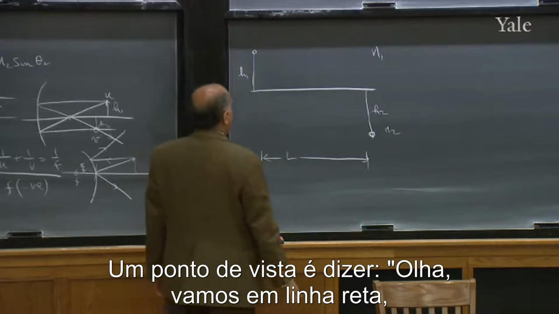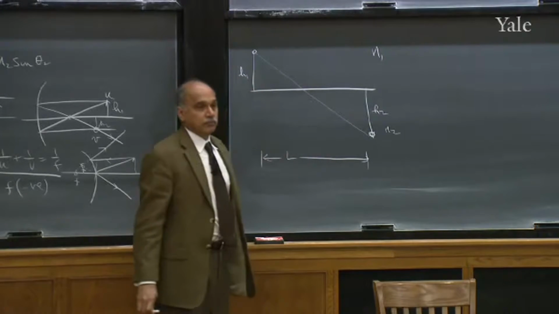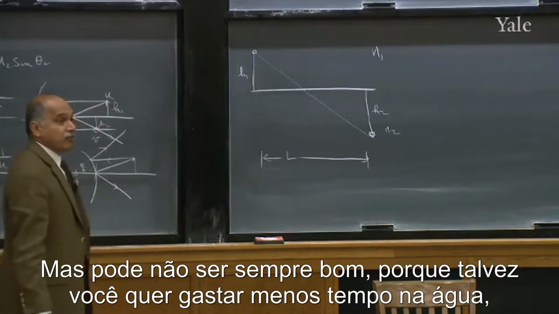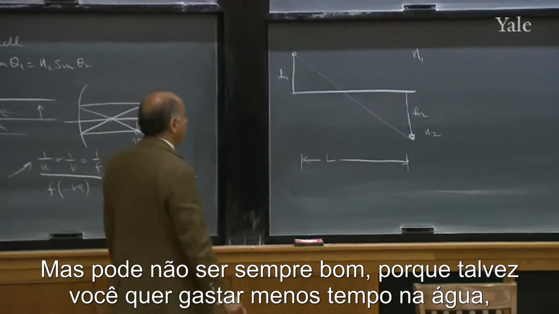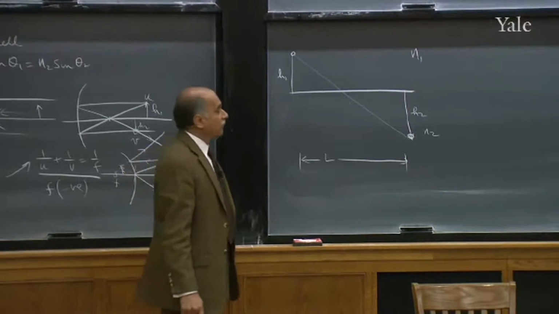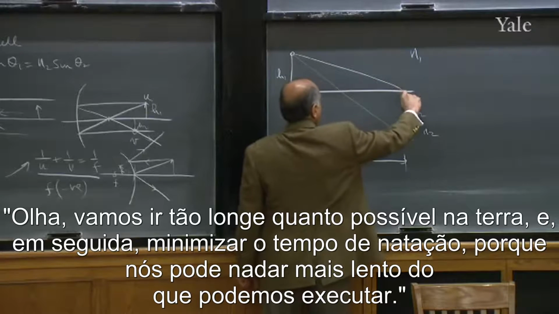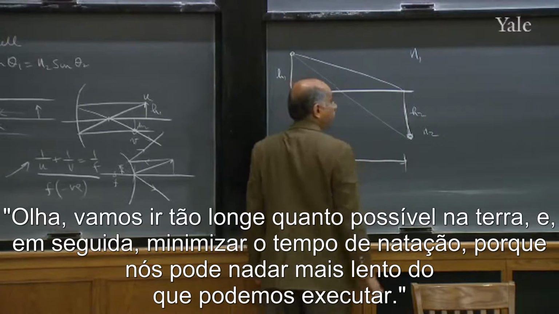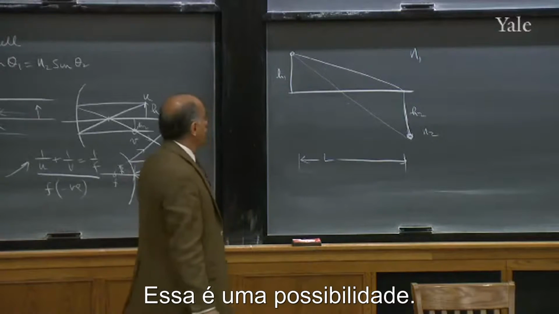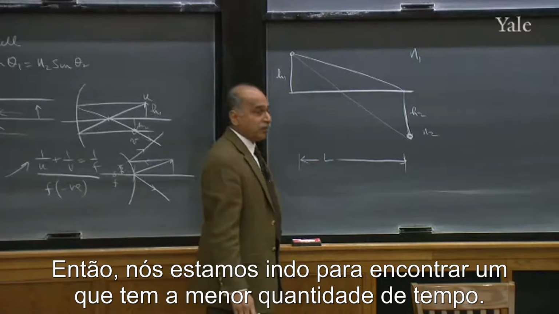One point of view is to say, look, let's go in a straight line, because we have learned that's always good. But it may not be always good, because maybe you want to spend less time in the water because you are slower in the water. So one point of view is to say, look, let's go as far as we can on the land and then minimize the swimming time because we swim slower than we can run. That's a possibility. Or you can draw all kinds of possibilities. So we're going to find one that has the least amount of time.